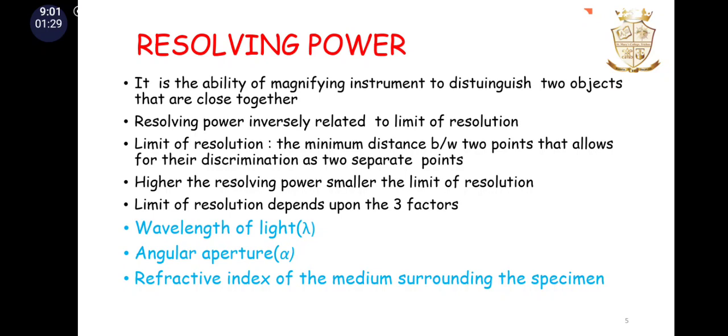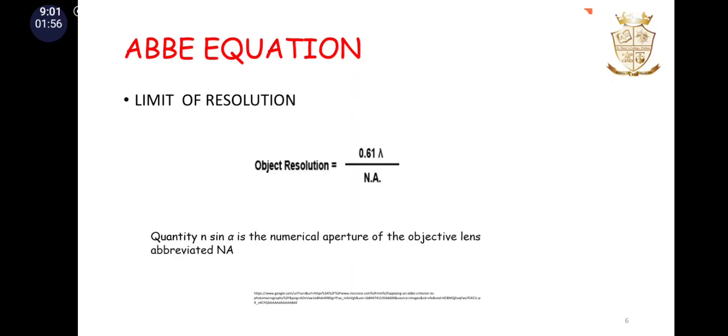It is the ability of the instrument to distinguish two objects that are close together. Resolving power is inversely related to the limit of resolution. The limit of resolution is the minimum distance between two points that allows their discrimination as two separate points. The higher the resolving power, the smaller the limit of resolution. The limit of resolution depends upon three factors: the wavelength of light lambda, the angular aperture alpha, and the refractive index of the medium surrounding the specimen.